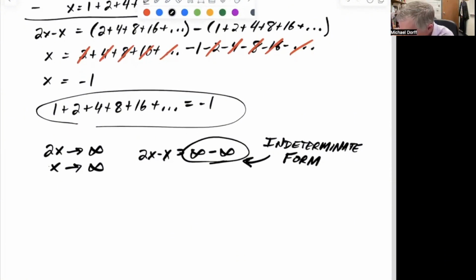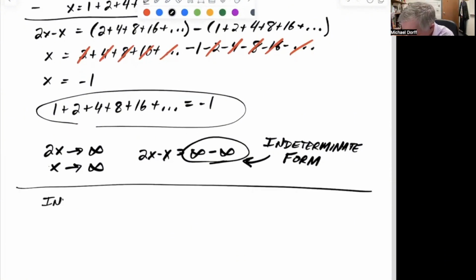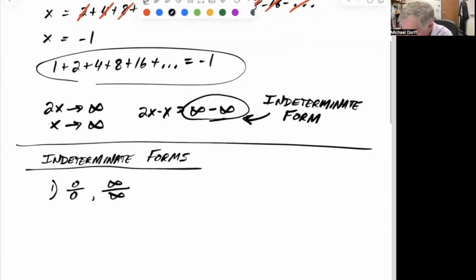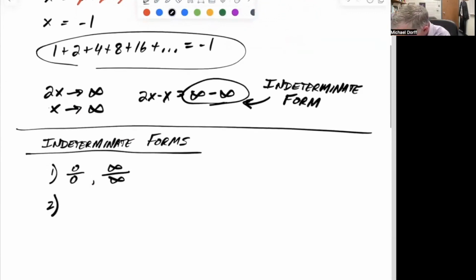So that's what we need to talk about first. What are indeterminate forms? Some of the most common ones are 0 over 0 and infinity over infinity. That will happen when you have a fraction. Another common one is infinity times 0.